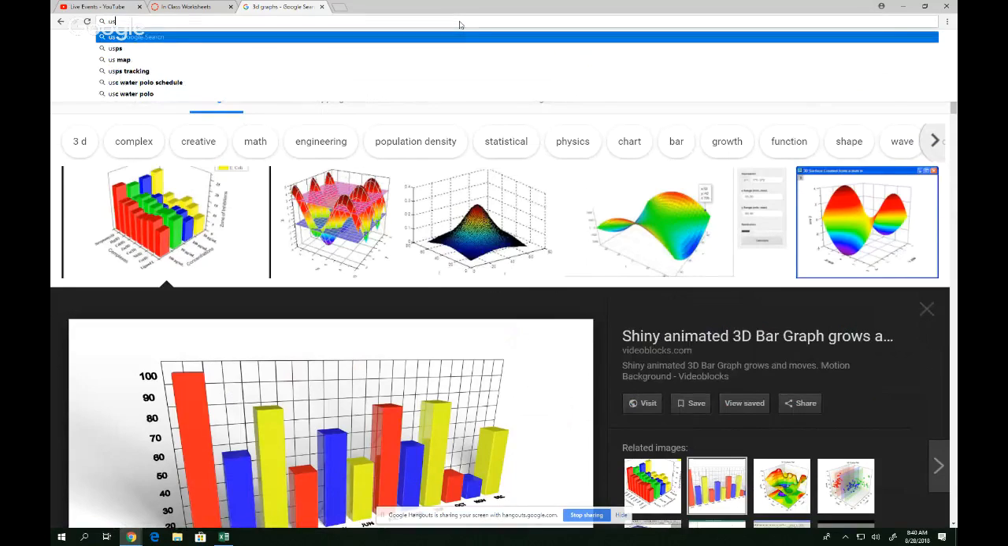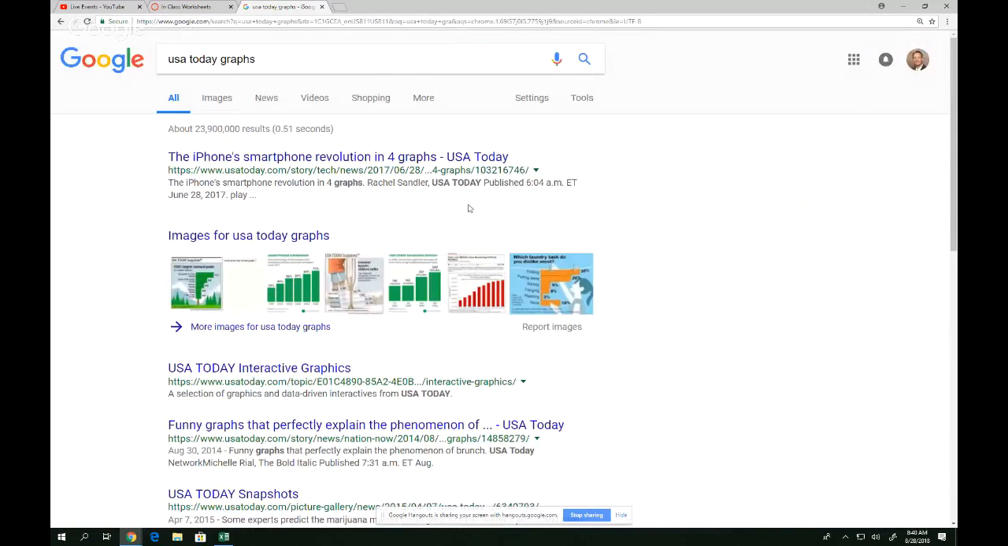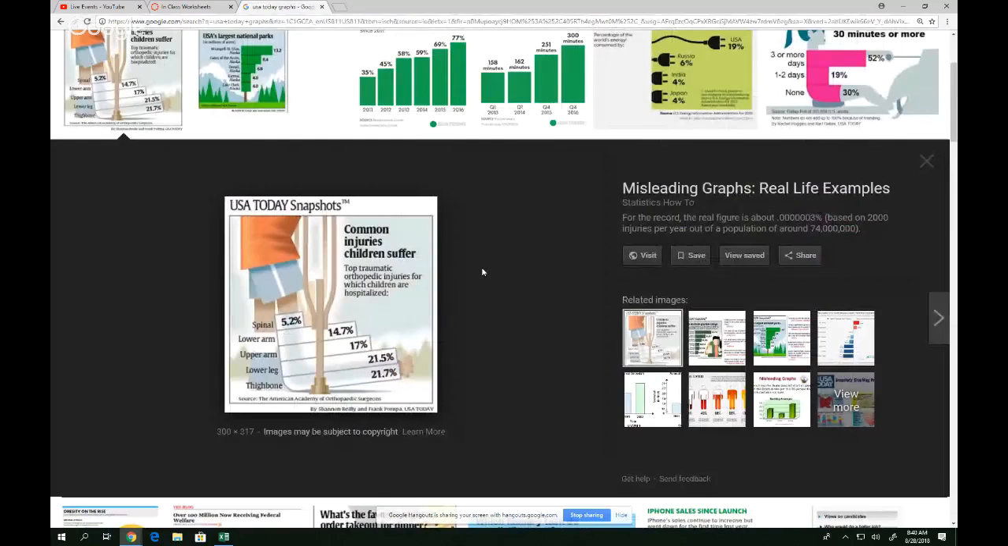The best example of bad graphs is USA Today. They love to, oh, here's a good one. I like this one. This is a good USA Today graph. Common injuries children suffer, okay? Don't ever do anything like that.